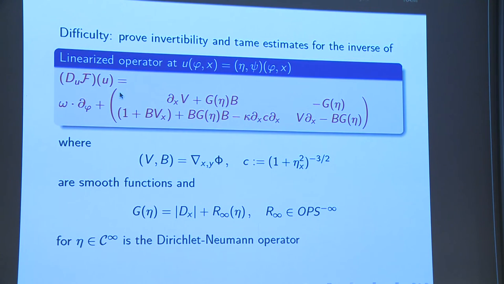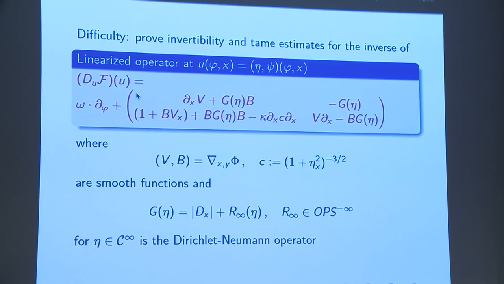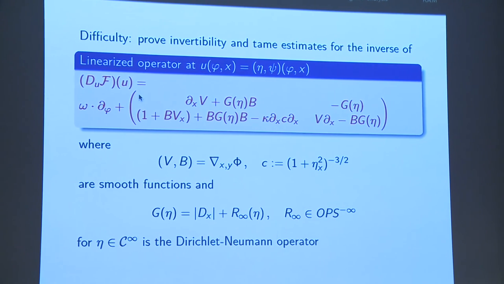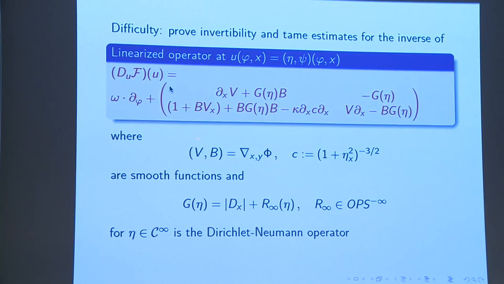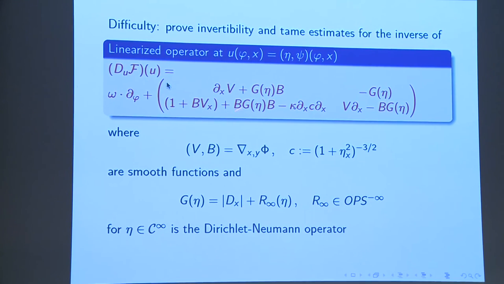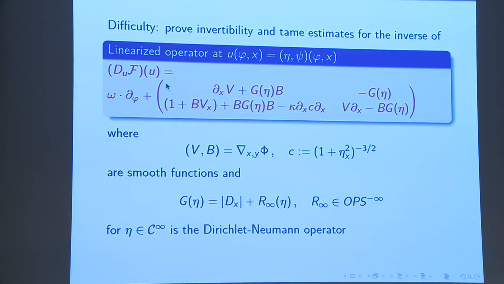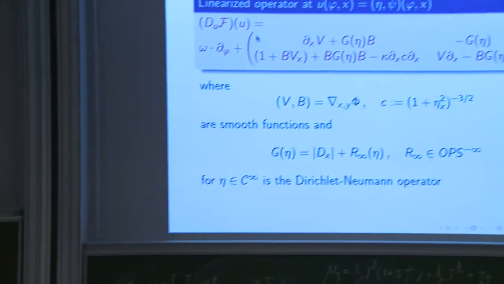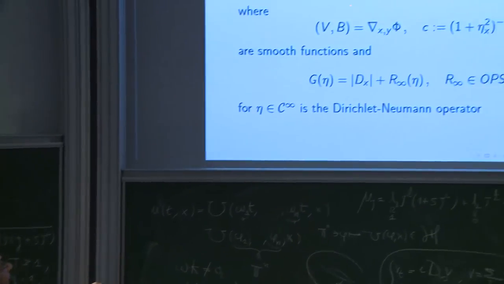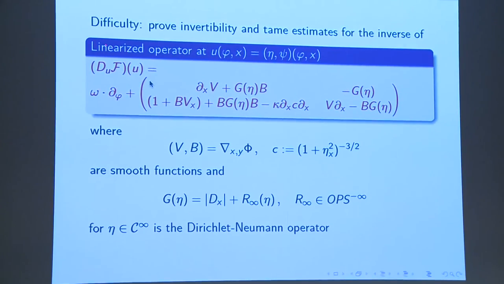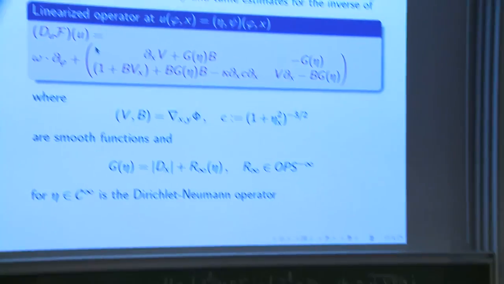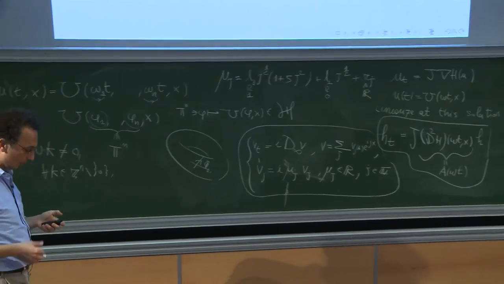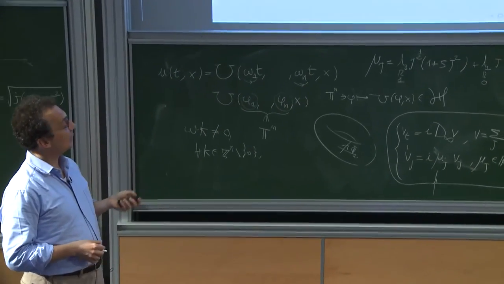And this is the difficulty: when one writes the linearized operator for the water waves, it has a bad shape. At least, this is the form. Here G of eta is the Dirichlet operator, and b and v are functions, which are the gradient of the velocity potential at the free surface. And the point is, this is exactly this operator here, and we would like to invert it and to prove, for most values of the parameters, estimates for the inverse.